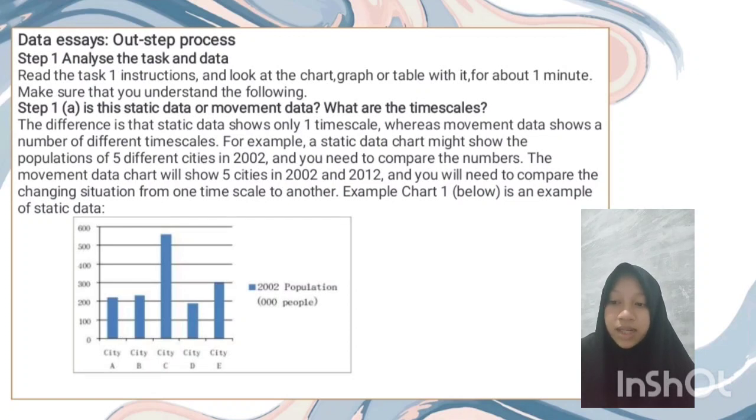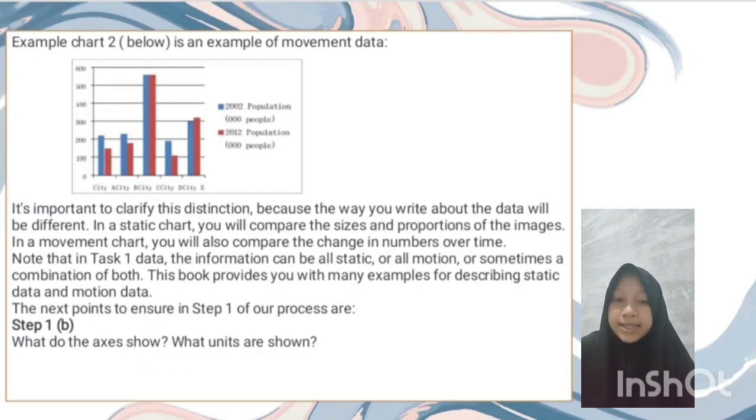Example chart 1 below is an example of static data. Example chart 2 below is an example of movement data. It's important to clarify this distinction because the way you write about the data will be different. In a static chart, you will compare the size and proportions of items. In a movement chart, you will also compare the change in numbers over time.